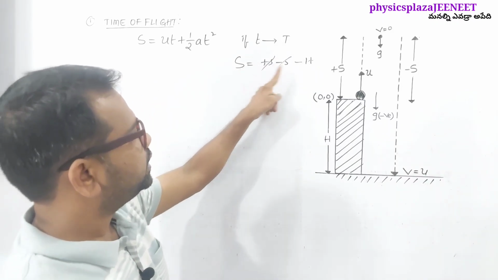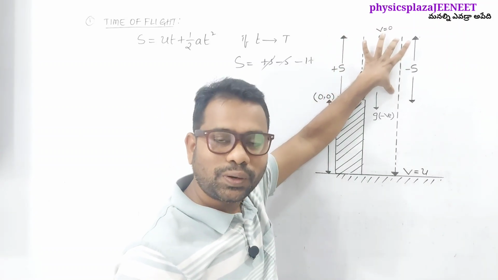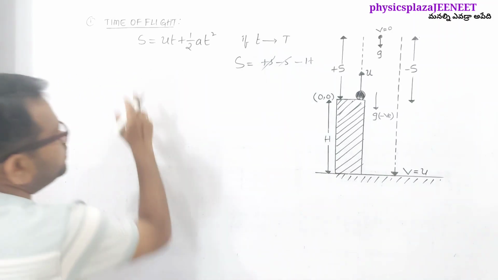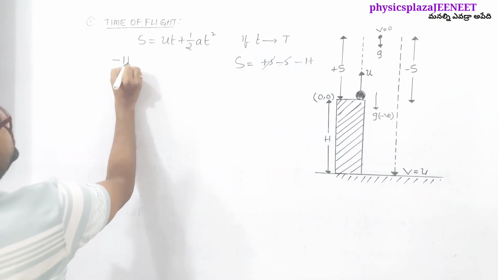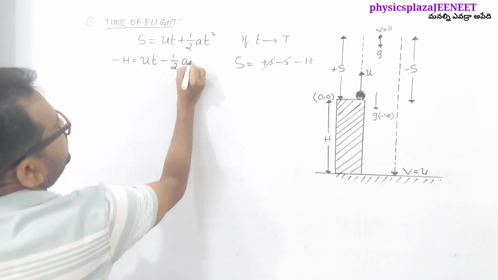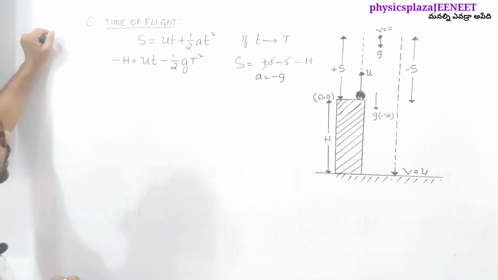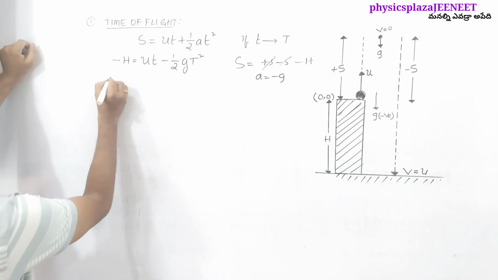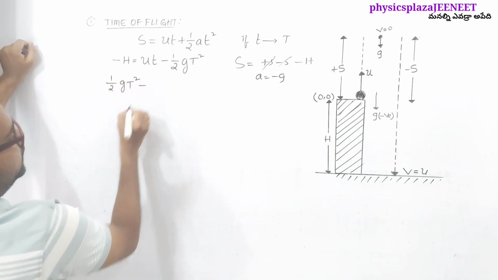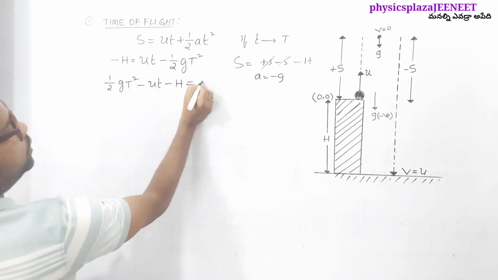So S is nothing but minus H, because these two vertical distances are equal and opposite and will be cancelled. So now the total displacement covered by the object is equal to the height of the building. So substitute here. It is minus H is equal to ut minus half g t square, because acceleration a is always negative. Now bring this term to this side, children. So this is going to be half g t square minus ut minus h is equal to 0.